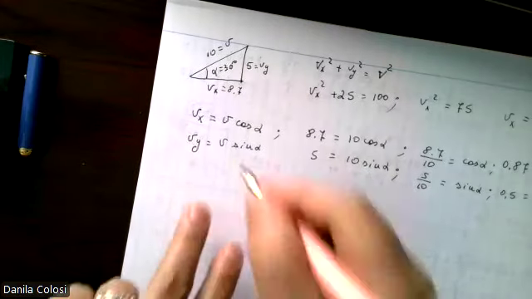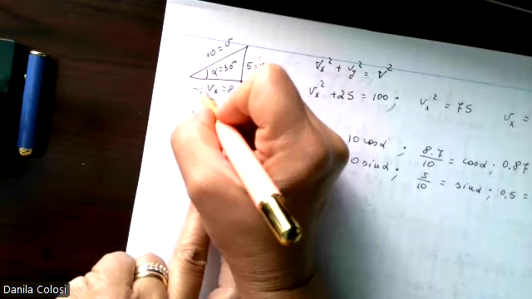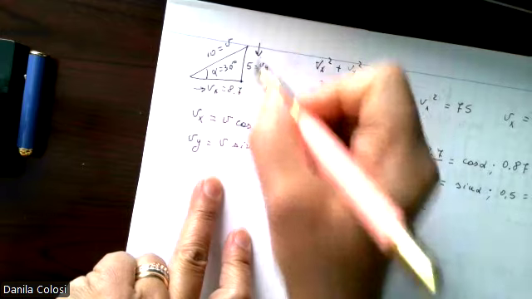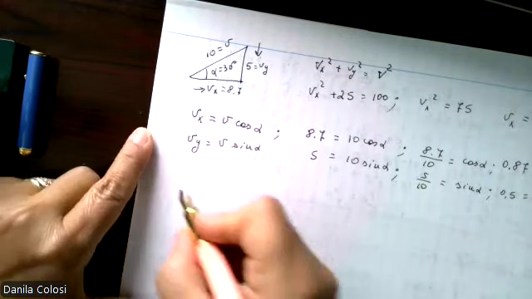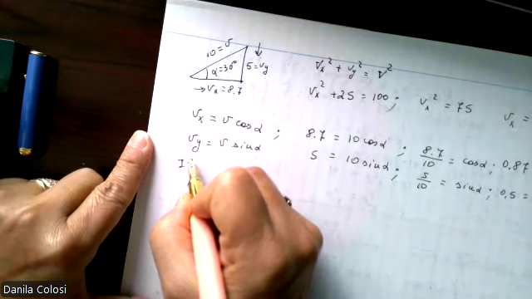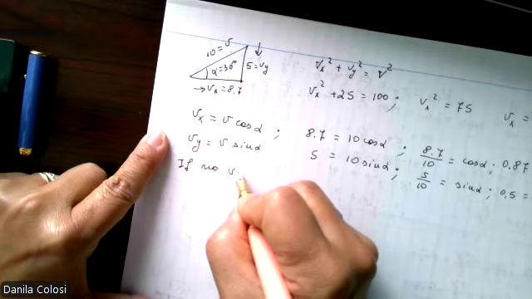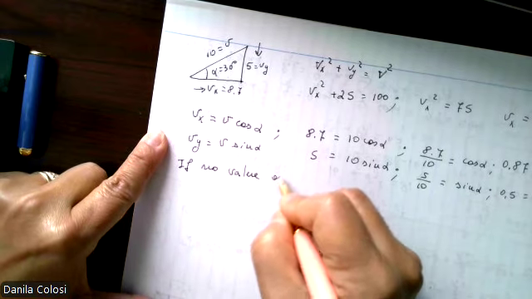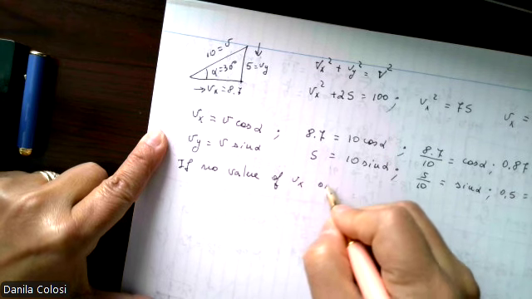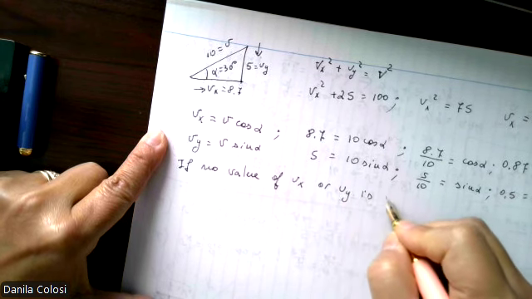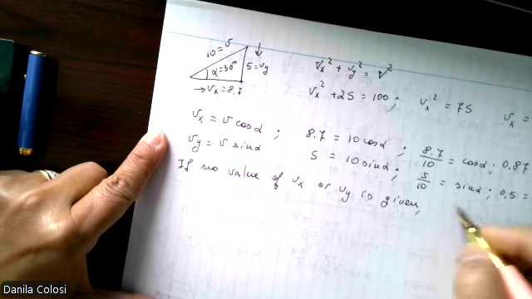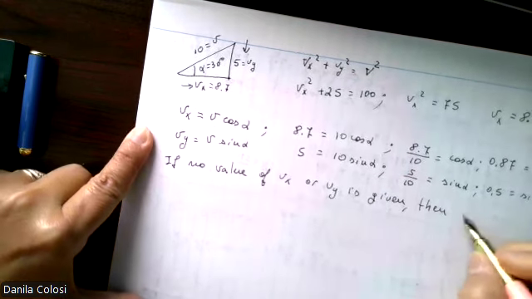Now, one more thing, let's suppose that we do not have this number. Let's suppose that we do not have this number. How do we solve for it? So if no value of Vx or Vy is given, then solve for it.